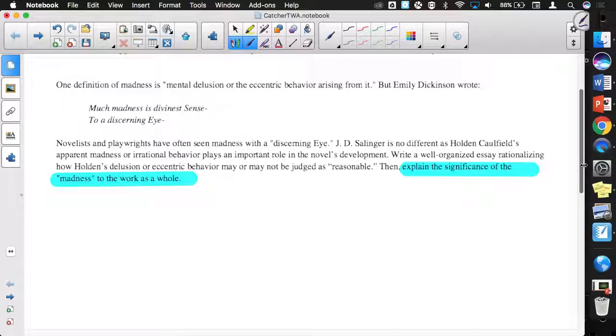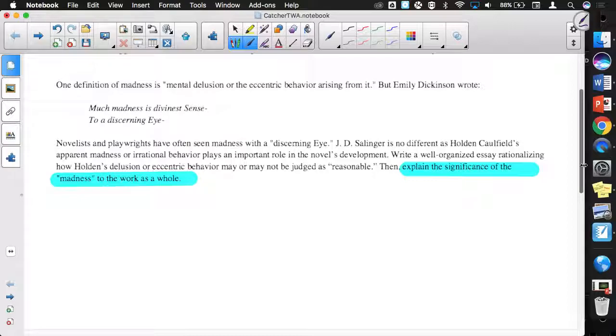So when it says then explain the significance of madness, do they want madness worked in throughout the essay, or just a separate thing at the end of this line? You mean kind of like structurally? Yeah, like for a setup? Do they want reasonable? You don't even have to say that. You can say me because it's me.